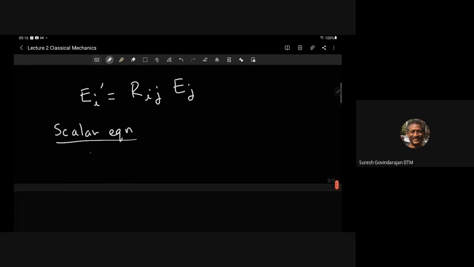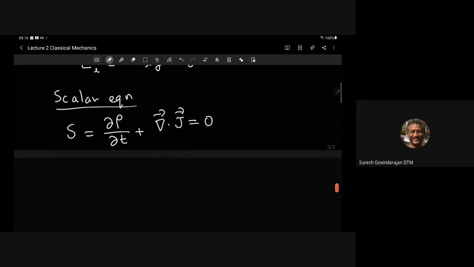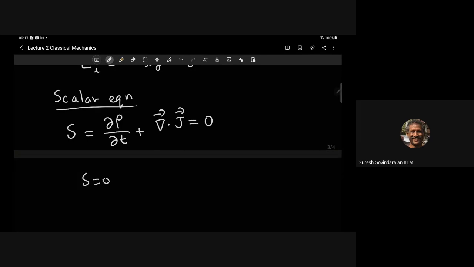If you have a scalar, let's do a scalar equation, for example. A scalar equation is something very simple. For instance, let's look at the equation of continuity. Here rho is some density and J is some current. You must all have seen something like this. So this is some scalar equation S. Again, you can check that if a scalar vanishes in one frame, it will vanish in all frames. So the same fact goes through: S equal to 0 implies S prime equal to 0. It goes both ways, actually.